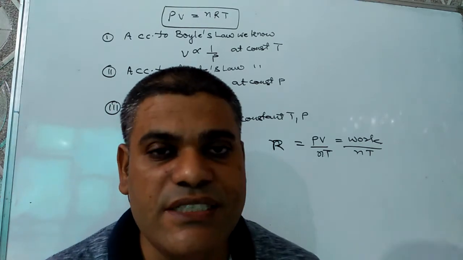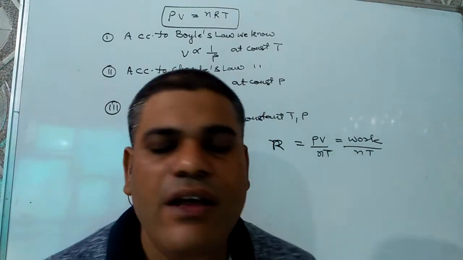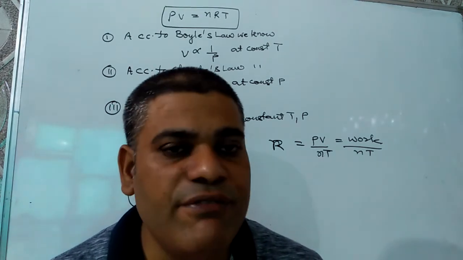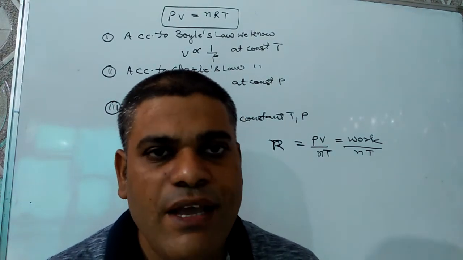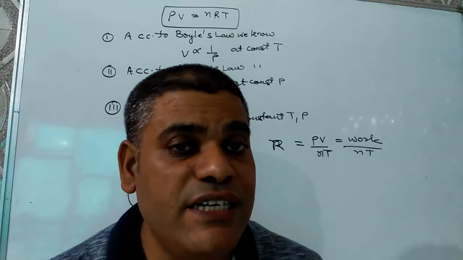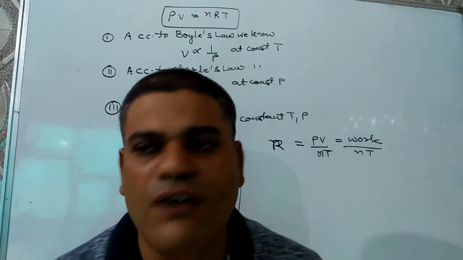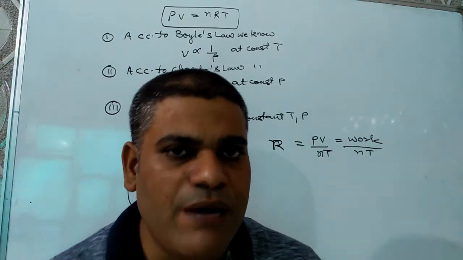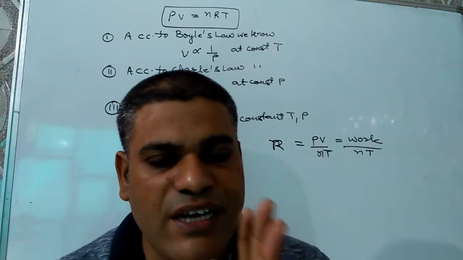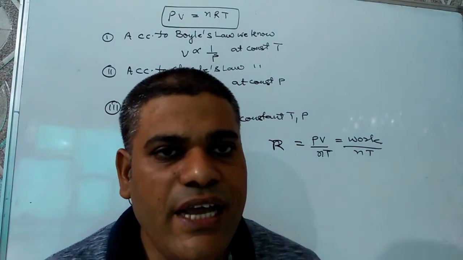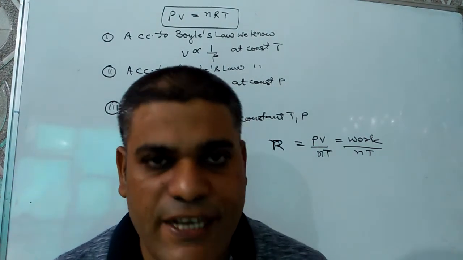In CGS units, its value will be 8.314 into 10 to the power 7 erg per mole per Kelvin. And the last case is in calories, its value is approximately 1.99, but that is rounded off to 2 calorie per mole per Kelvin. These values are very important, and in numericals we have to use the value according to the units in which pressure and volume are given.